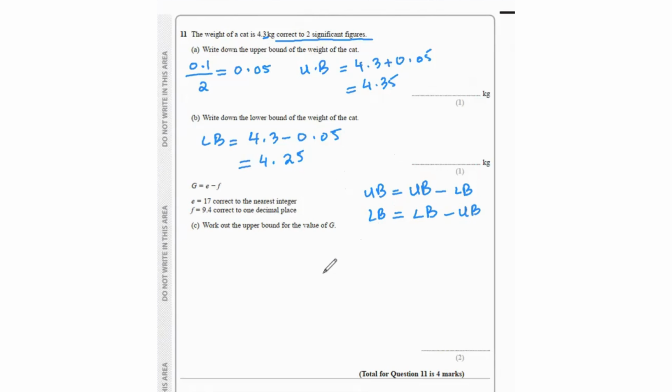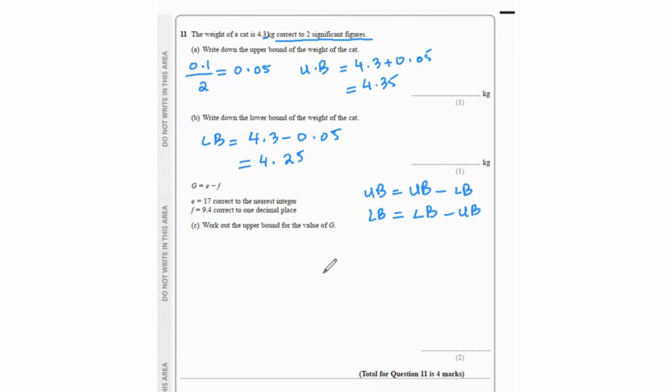Because look, if we're talking about the upper bound, then we have to take the smaller value out from the bigger value. That's why we're taking away the lower bound from the upper bound. It's not upper bound minus upper bound, because if we did upper bound minus upper bound, you would get the biggest value. Similarly, for the lower bound, we have to take away the upper bound from the lower bound to get the least value.